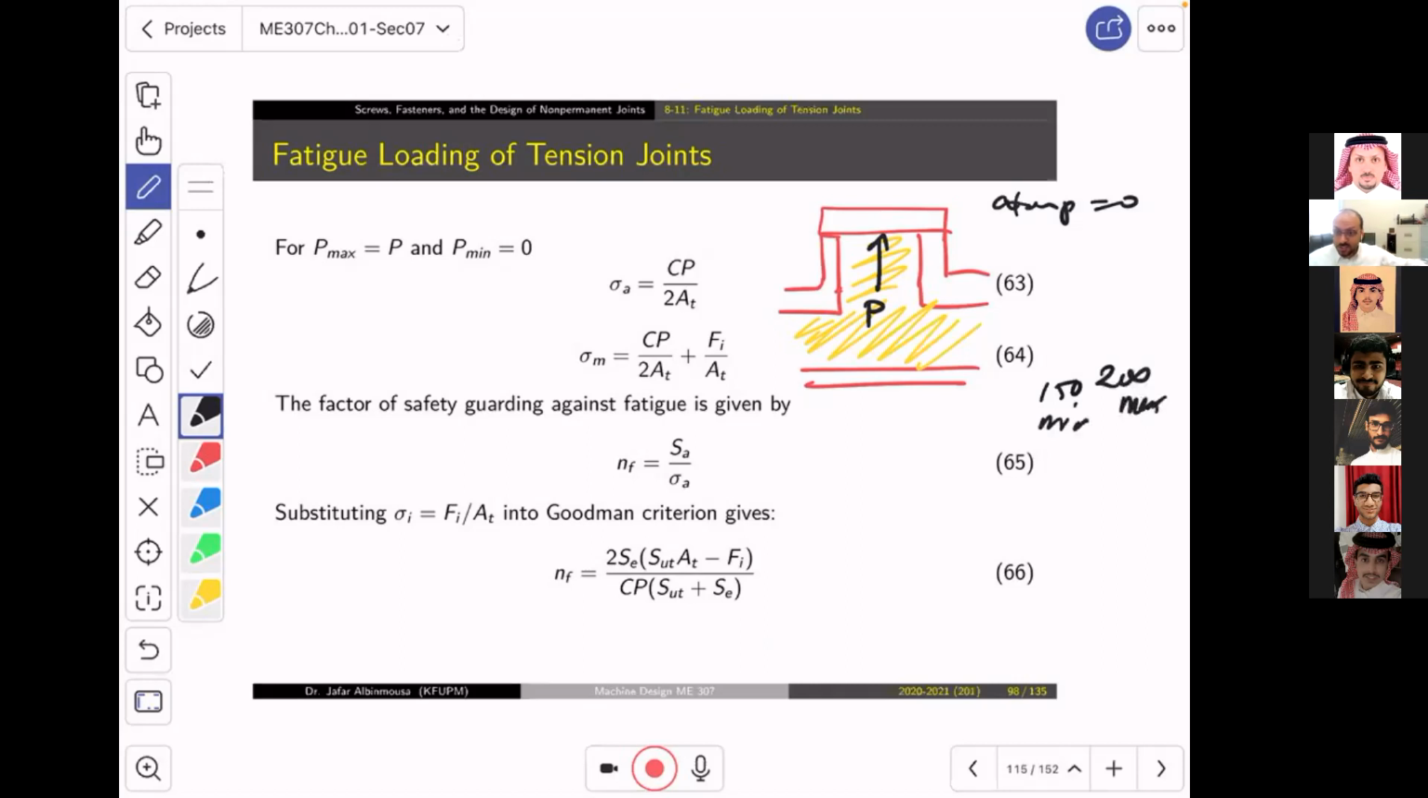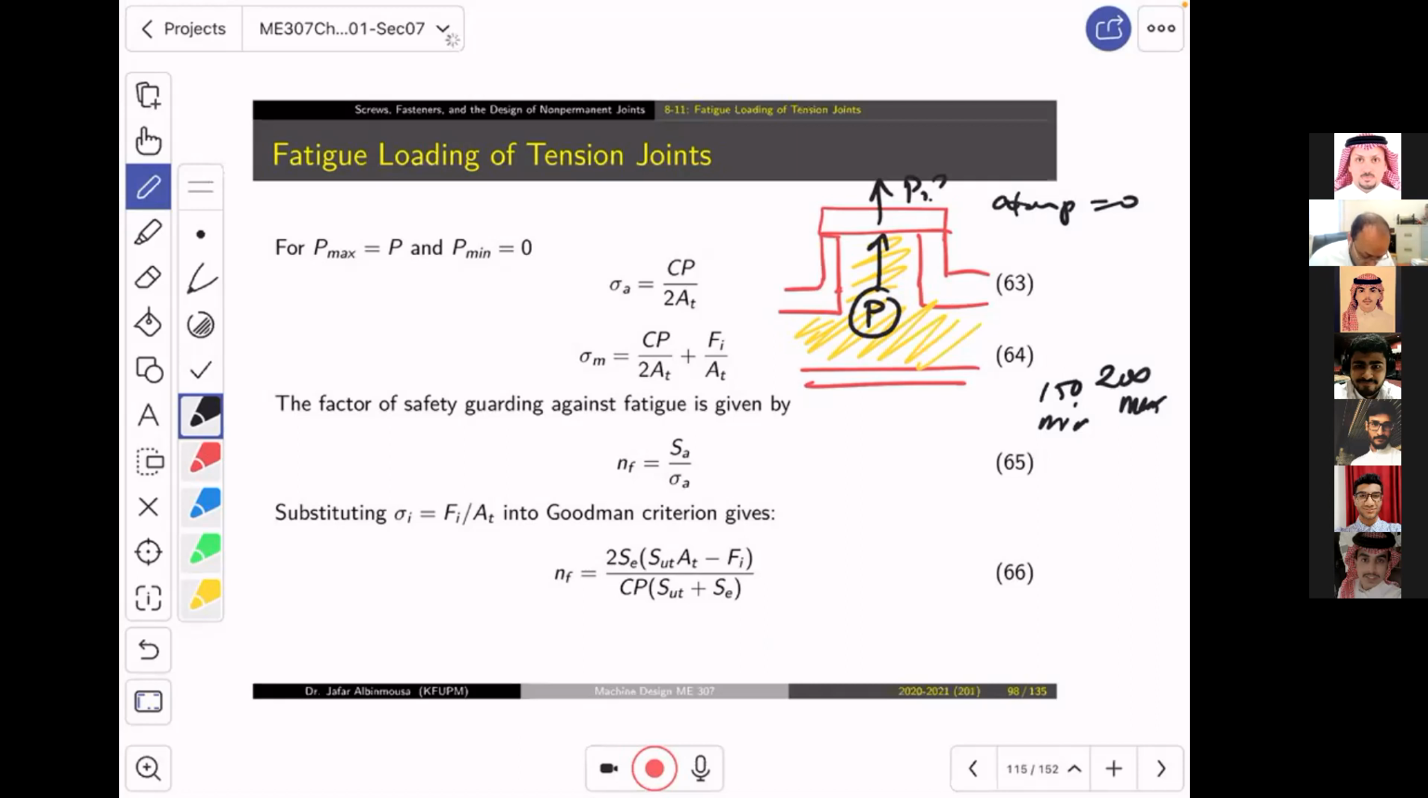But there is another possibility. The maximum is 200 and the minimum is 0. Why 0? Because when the pressure here goes to 0, ya shabab, there is no load. P becomes 0. The atmospheric pressure, we consider it as our reference, our 0. So there is no compression on the bolt. The bolt will always be under tension, or under tension and 0 load.